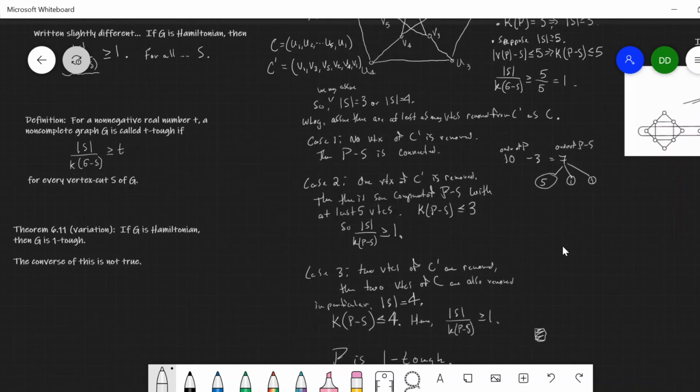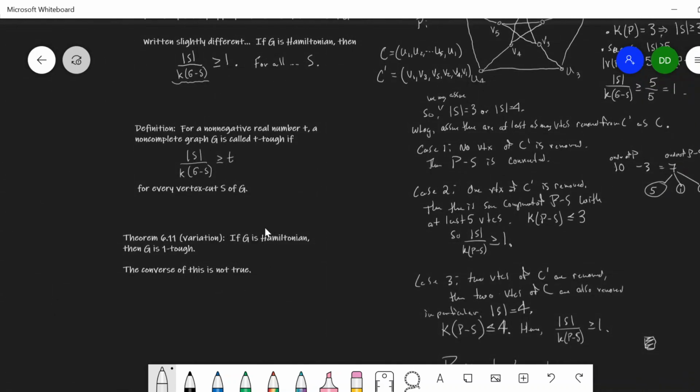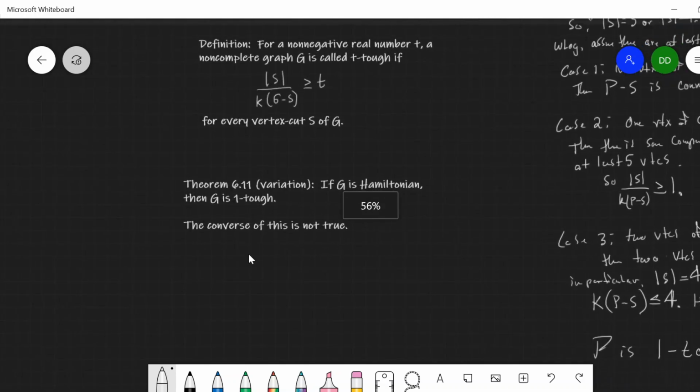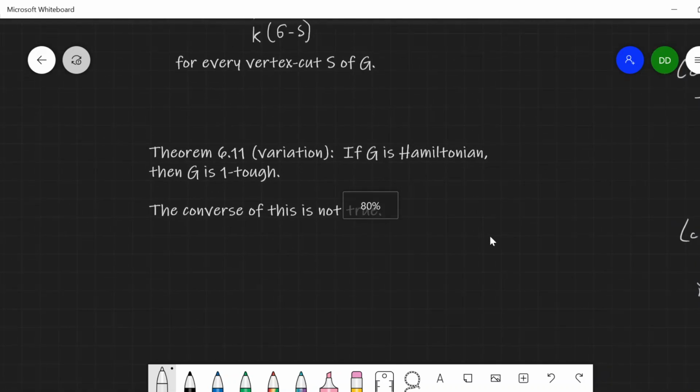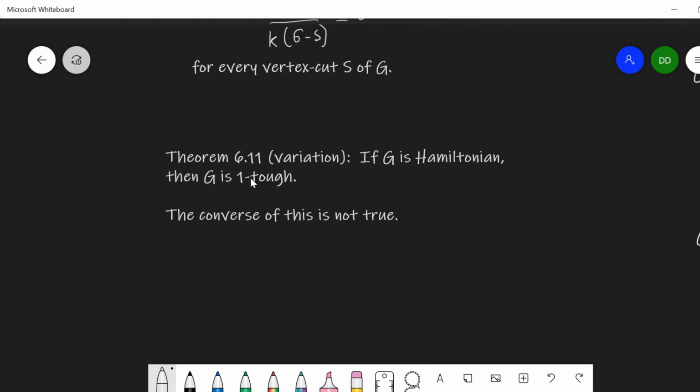So that's the idea with the Petersen graph. Remember, just because this theorem is true, if G is Hamiltonian, then G is 1 tough, the Petersen graph is the counterexample to the converse of this. It's a graph that is 1 tough, but not Hamiltonian. So the question becomes, what if I think about 2 tough graphs?